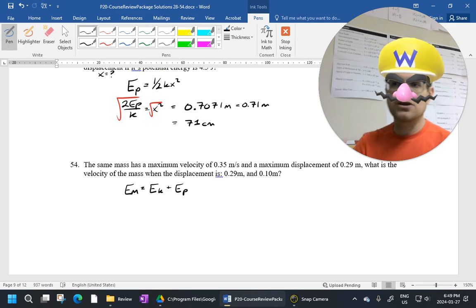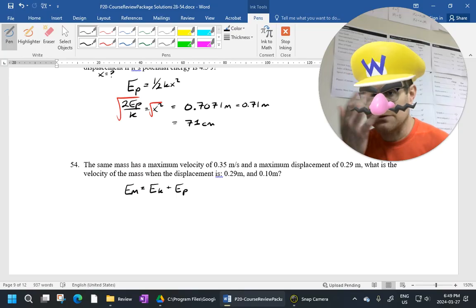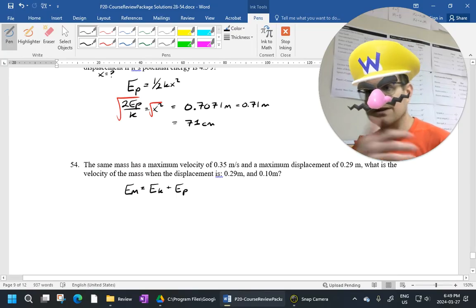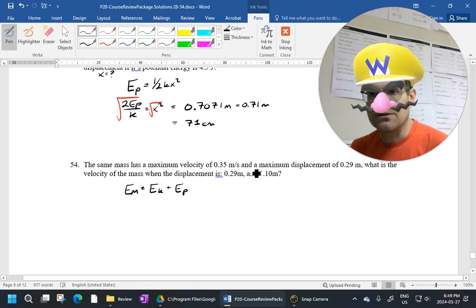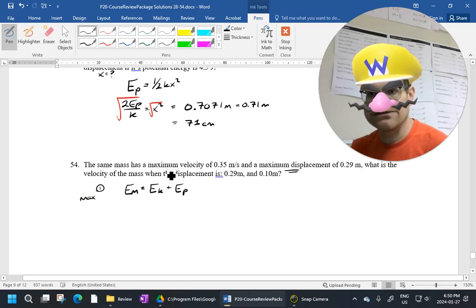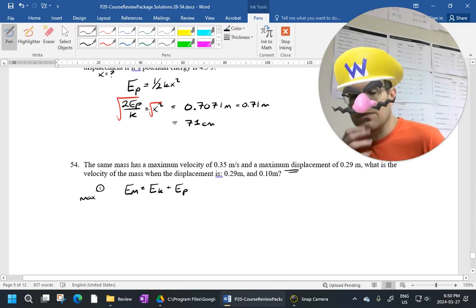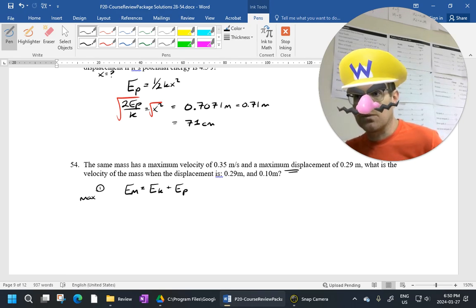So, assuming that everything obeys Hooke's law and everything's isolated and frictionless, then this initial mechanical energy, EM, is just going to be transferred between EK and EP. When we talk about the maximum part here, it has a maximum displacement or maximum velocity. Those are our two things. One of them is going to help us figure out the K value, and the other is going to help us figure out what the EM is.